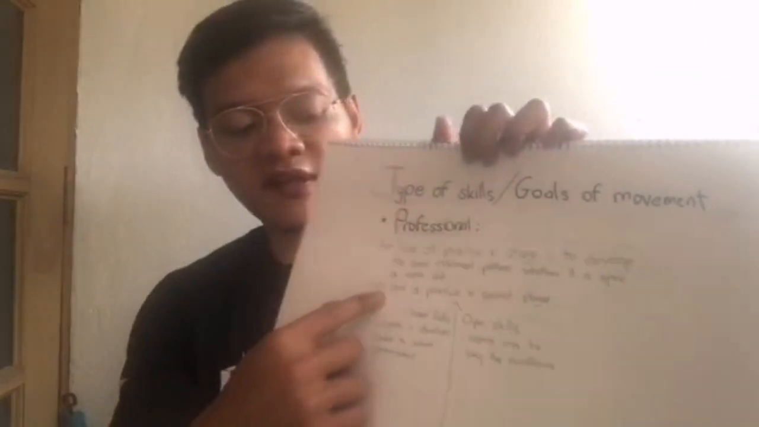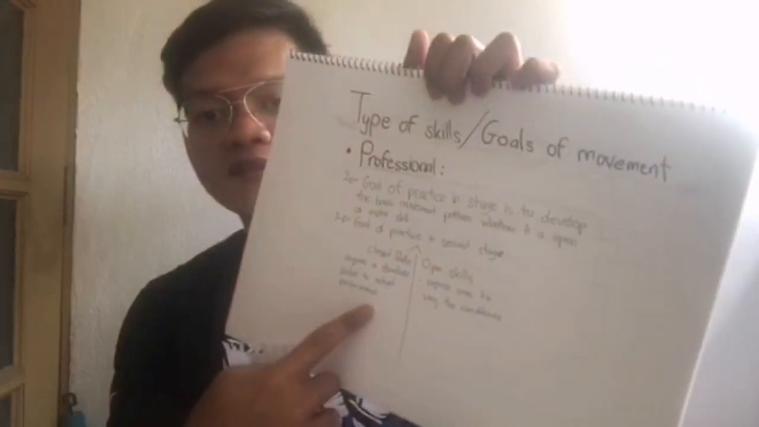For the second point, the goal of practice in the second stage has two, which are closed skill and open skill. We are going to go through them one by one. The first one is closed skill. Closed skills require a structure similar to actual performance. Open skills require learners to vary the condition.